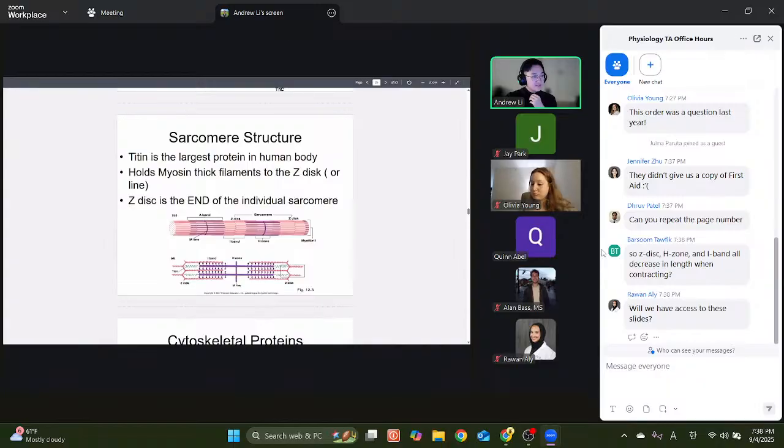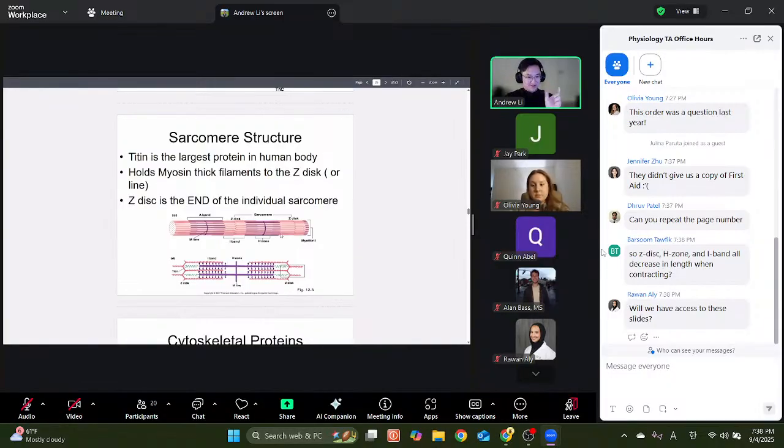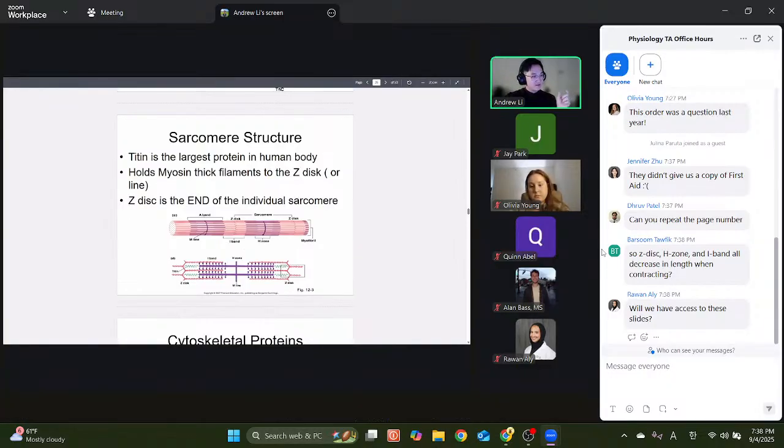Someone said, so Z disc, H zone, and I band all decrease. So I band and H zone will decrease in the contraction because it's where they're not overlapping. The Z disc is more like the border of the fibers. So they will get closer together, but the overall length won't change. It's just that they will get closer together, is what they might say.